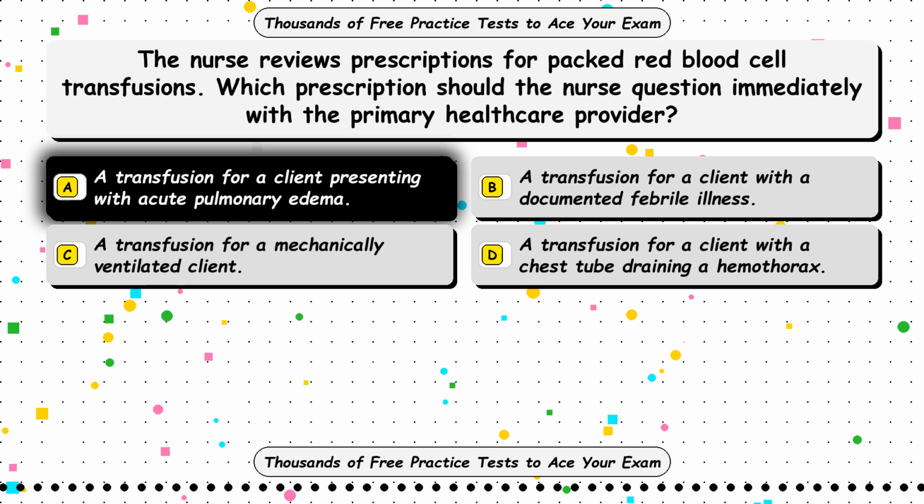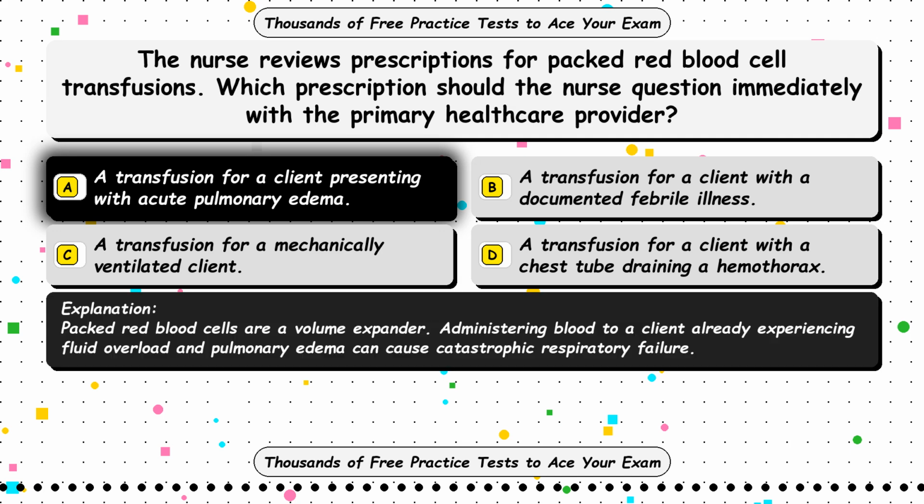The correct answer is option A. A transfusion for a client presenting with acute pulmonary edema. Packed red blood cells are a volume expander. Administering blood to a client already experiencing fluid overload and pulmonary edema can cause catastrophic respiratory failure.